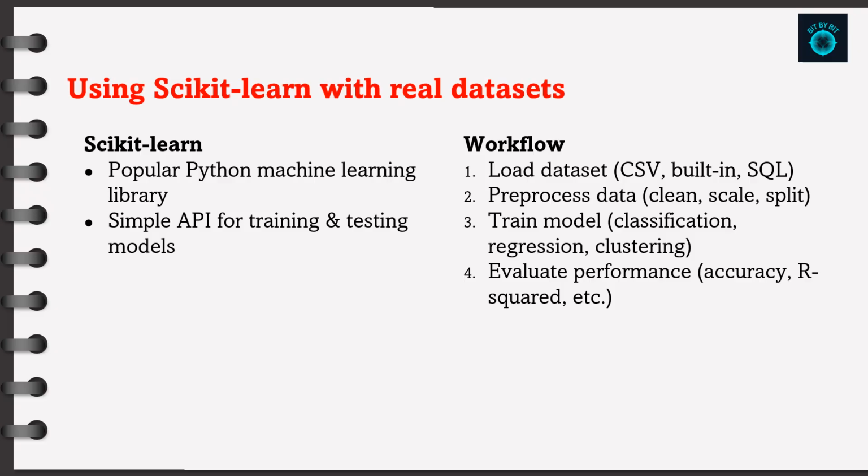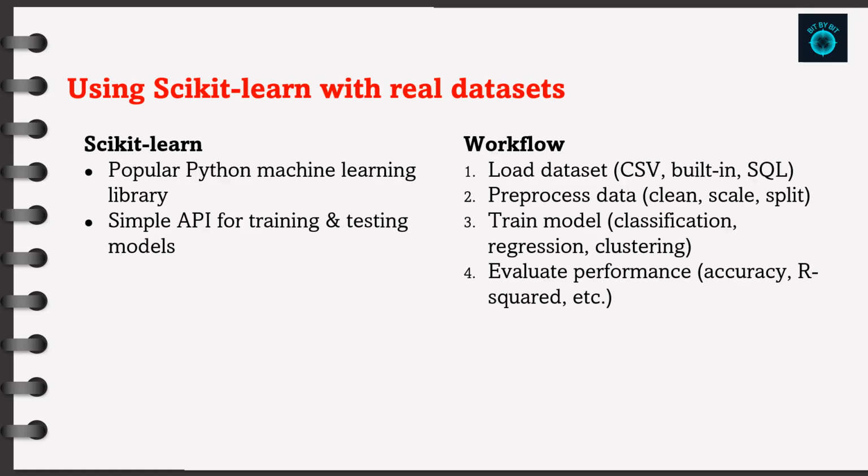First, load your dataset. This could be from a CSV file, an SQL database, or even a built-in dataset like Iris for classification or Boston Housing for regression. Second, pre-process your data. This might include handling missing values, scaling numeric features, or splitting the data into training and test sets. Third, train your model. Depending on the problem, you might choose a classification model like logistic regression, a regression model like random forest regression, or a clustering algorithm like k-means.